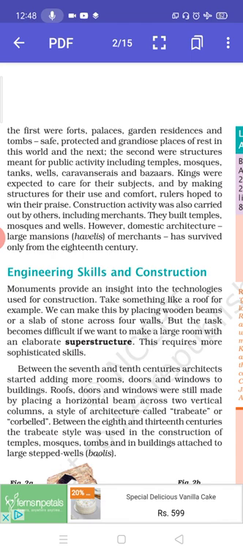Engineering skills and construction. Monuments provide an insight into the technologies used for construction. Take something like a roof, for example. We can make this by placing wooden beams or a slab of stone across four walls. But the task becomes difficult if you want to make a large room with an elaborate superstructure. This requires more sophisticated skills.